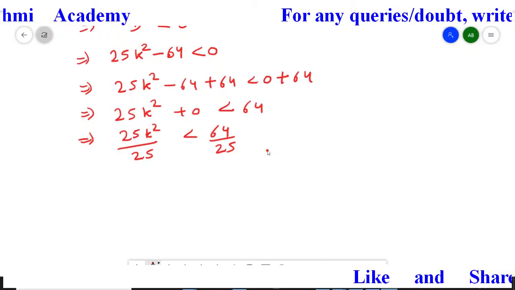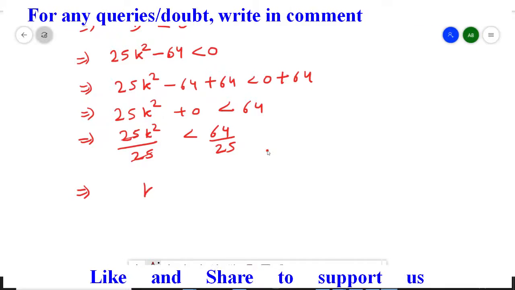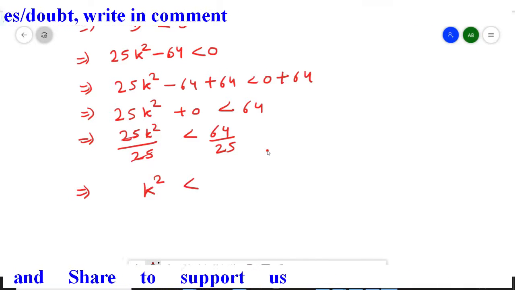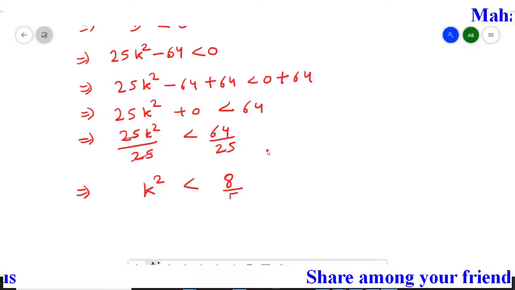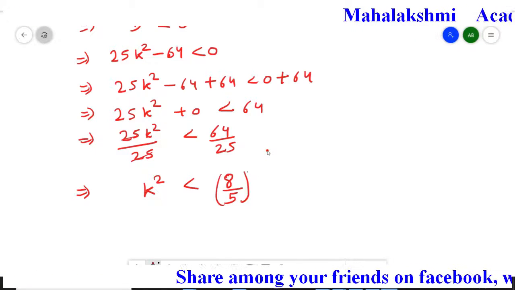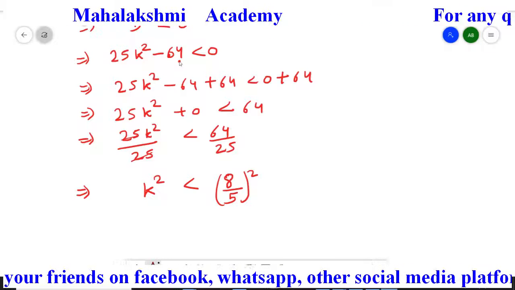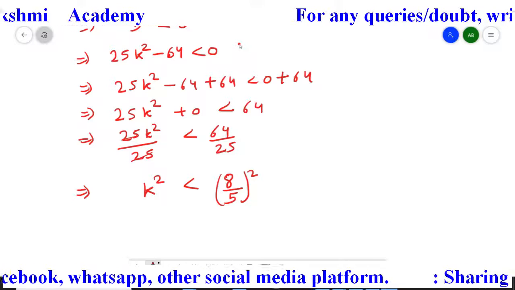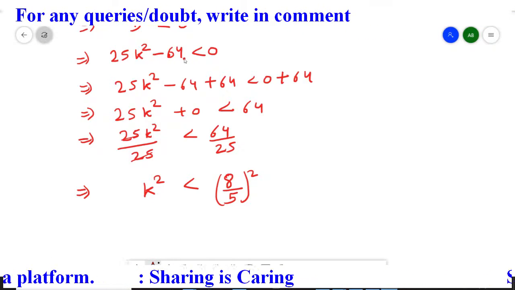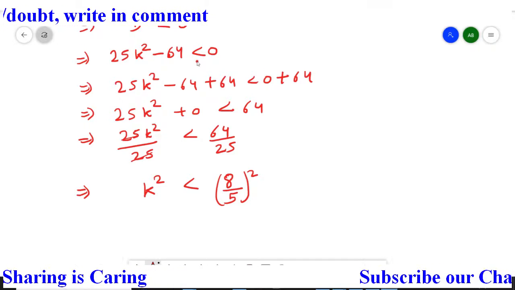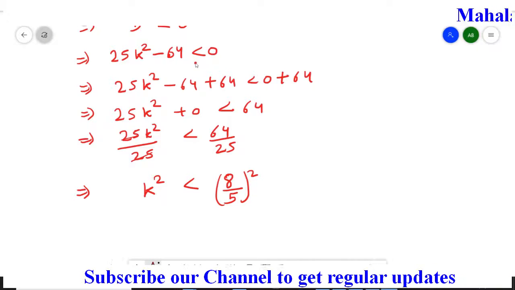Now on the left side, 25 will cancel by 25, so we will get only k square, and this 64 upon 25 also we can write in the form of square, so we can write it as (8 upon 5) whole square. Now students, here simply you can shift the 64 to the other side also, but sometimes when the negative sign changes we have to interchange the symbol also, so it's very confusing. Students used to get confused in which situation we have to change or not.